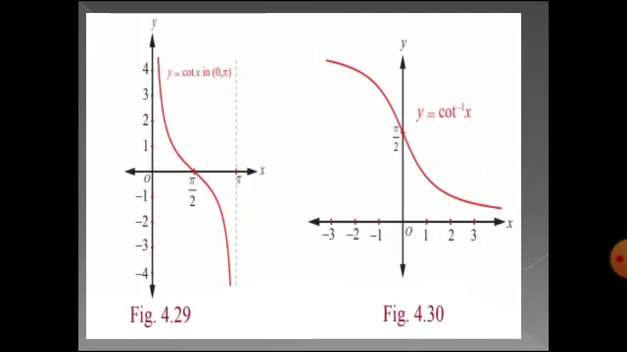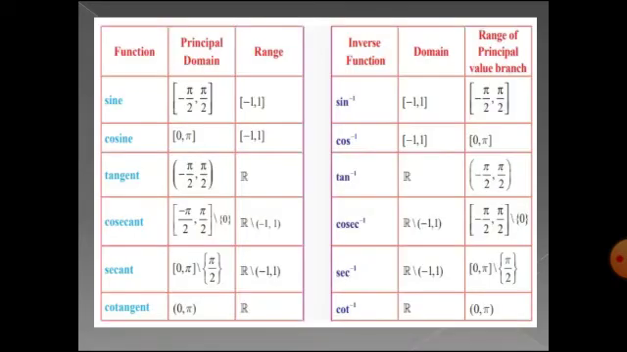The last slide is related to the graph of cot. Here this is the graph of cot x, and here is the graph for cot inverse of x. Now in this chapter we have to remember the functions already, and these are the inverse trigonometric functions, and this is a principal domain.